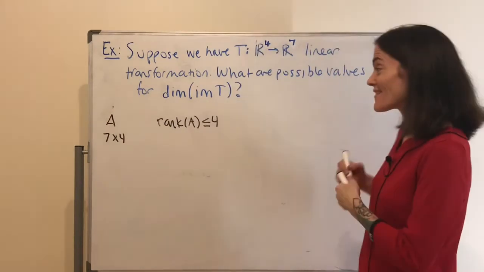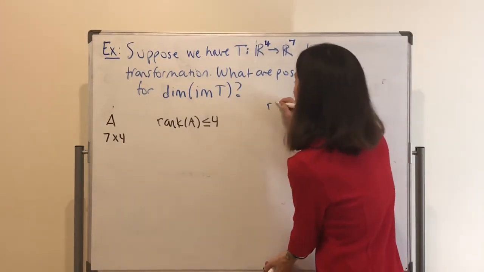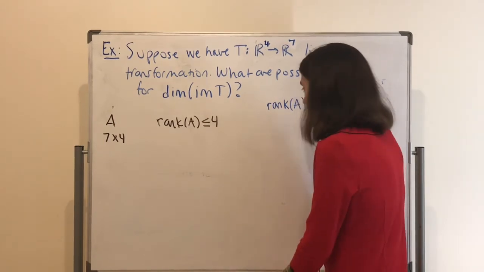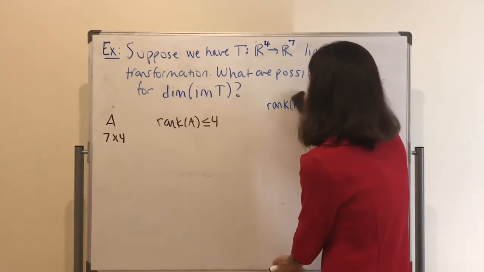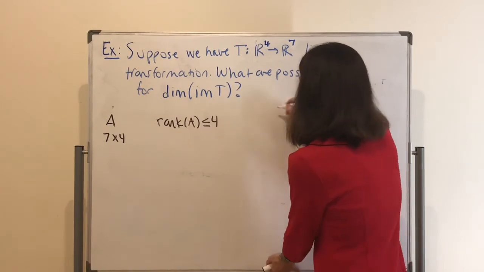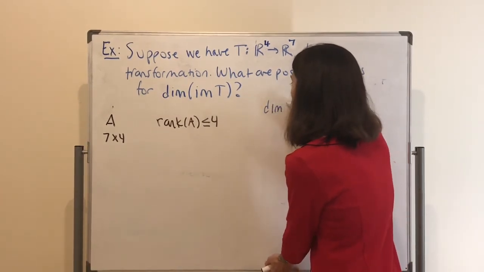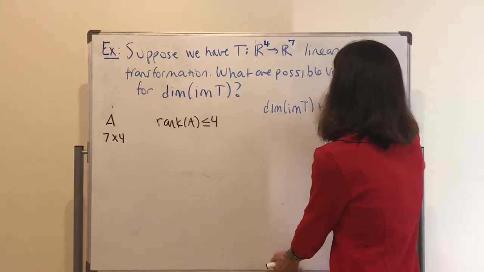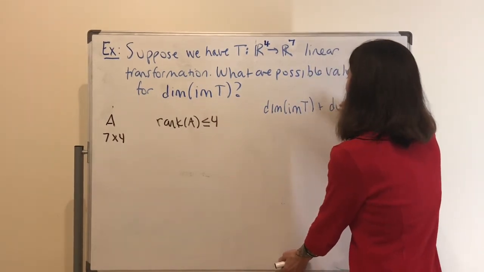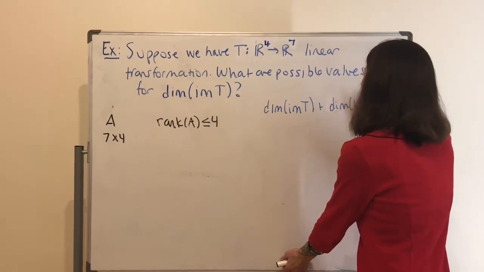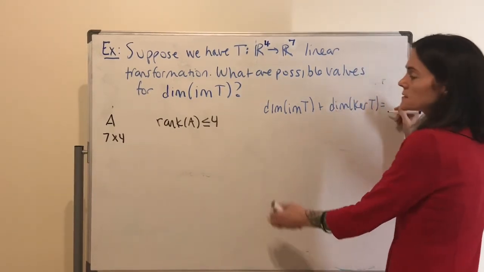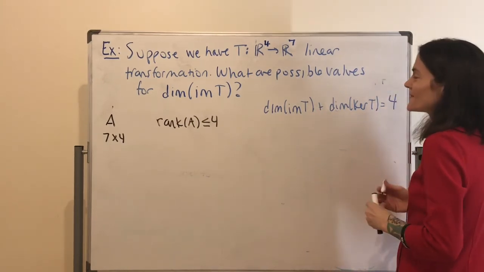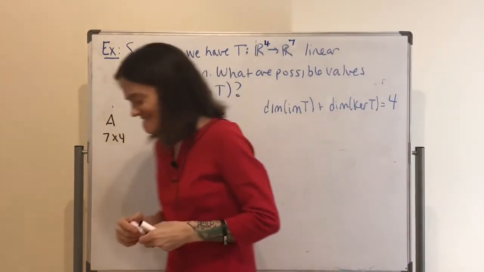Well, actually, in this example, I don't even need the rank nullity theorem. It would say that the rank of A, or maybe I'll write it in terms of the dimension of the image, it would say the dimension of the image of T plus the dimension of the kernel of T is the number of columns, 4.